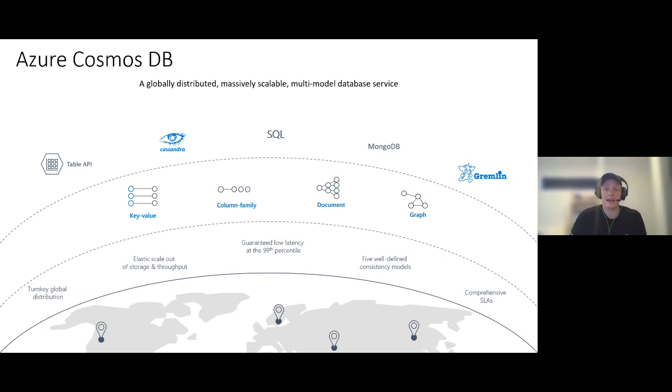It also offers you elastic scalability for both your reads and writes all across the globe. You can scale up to thousands to millions of requests per second and only pay for the throughput that you need to deal with any spikes in workload.